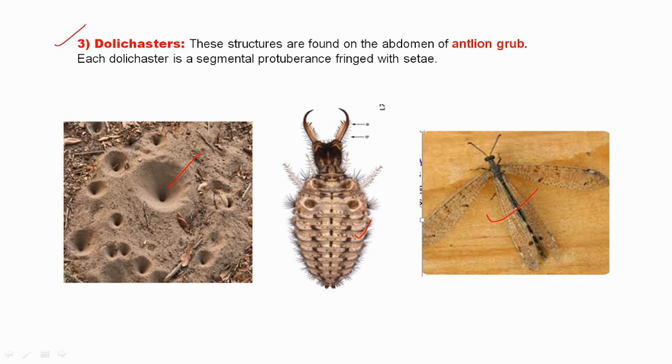So, dolichasters, these are the tube-like structures. These are the segmental tube-like structures found on the ventral side of the body in the antlion grub. These are the segmental protuberances which are fringed with setae. So dolichasters are present in antlion grubs.